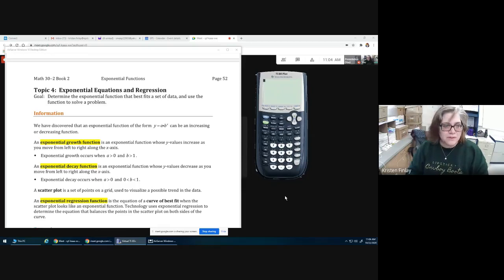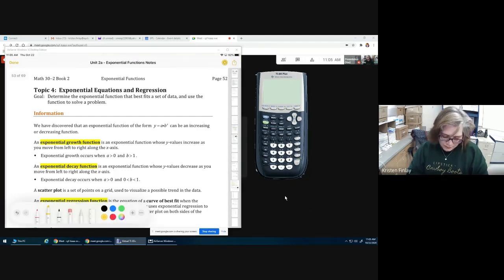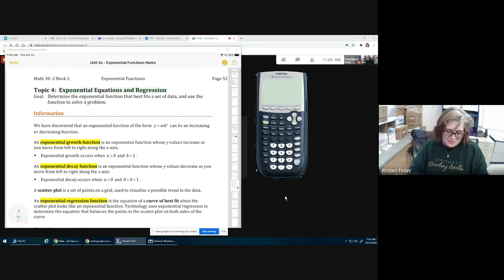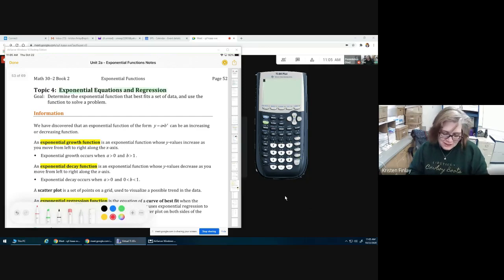So we're going to be doing a lesson here today on topic 4, exponential equations and regression. So let's take a look. Now our goal is to determine the exponential function that best fits a set of data and use the function to solve a problem. Now we've done regressions before, so don't be scared. It's very similar to what we've done before. So let's take a look. Here's some information to guide us.